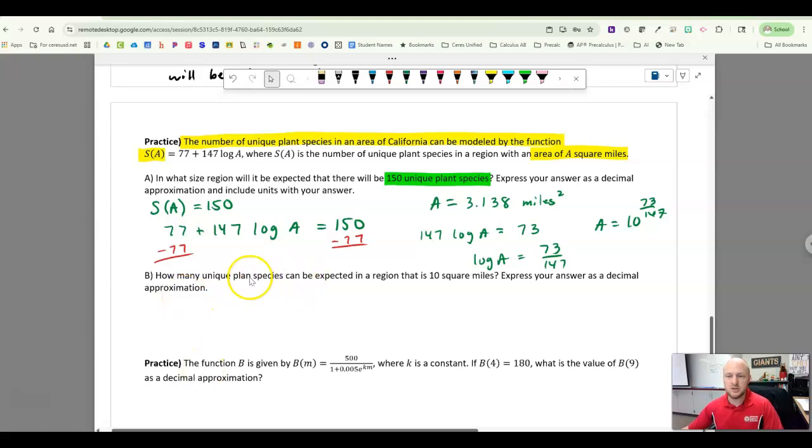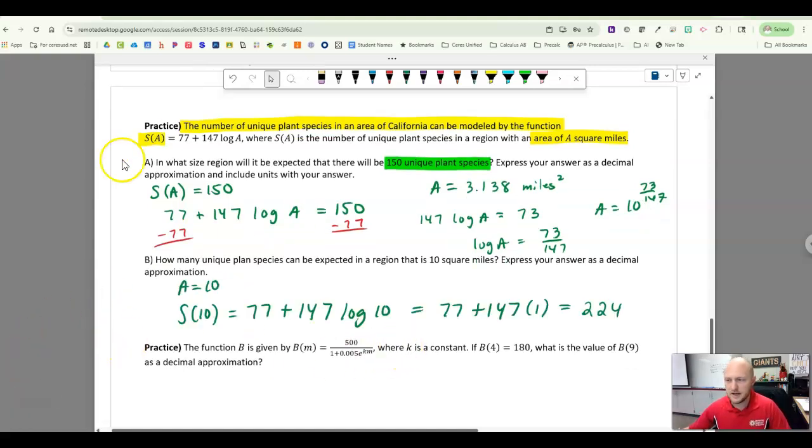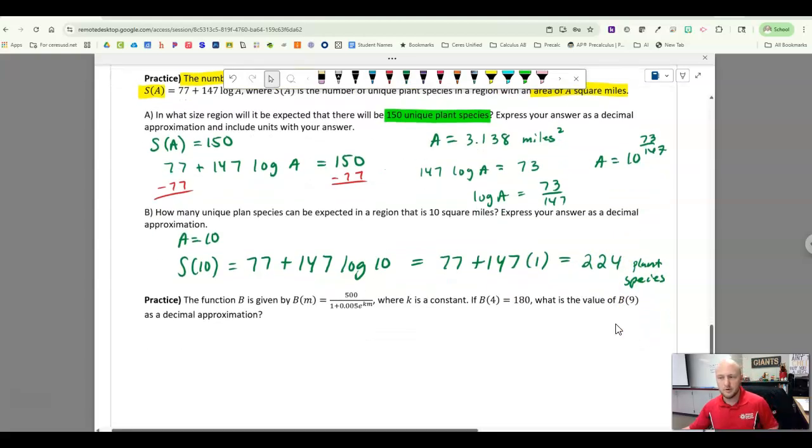All right, next question, B. How many unique plant species can be expected in a region that is 10 square miles? Express your answer as a decimal approximation. So go ahead, answer this question, and I'll show you the answer. All right, hopefully you got 224 plant species, and that is because they want 10 square miles, so that's your input value, there's your A. So you plug in 10. Log of 10 is just 1, so you get 77 plus 147, which is 224. Pretty straightforward.